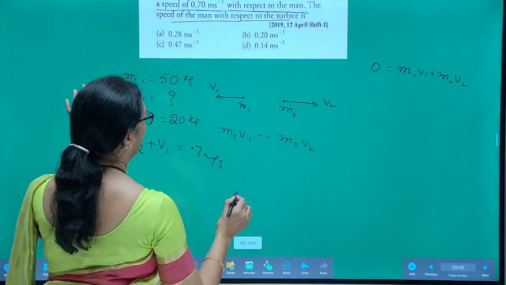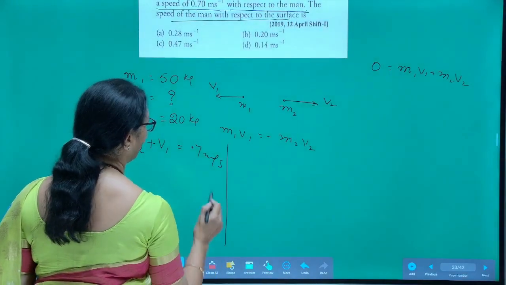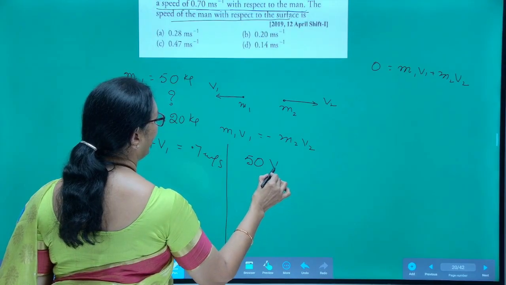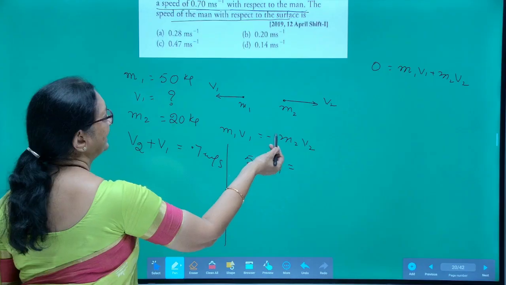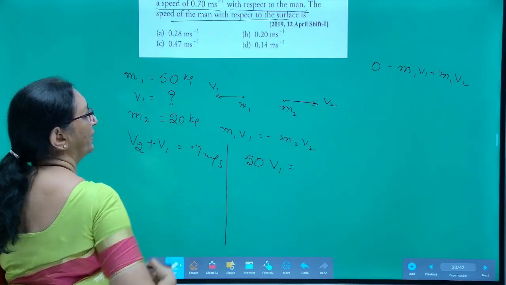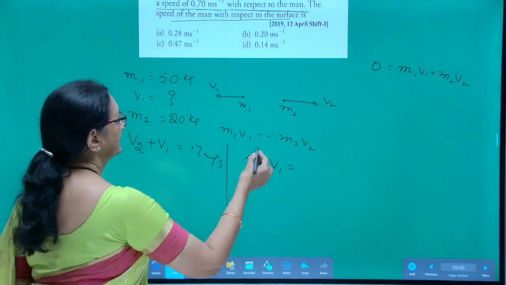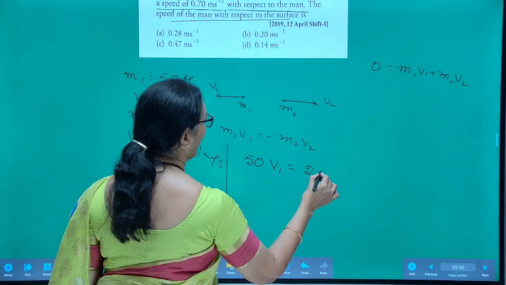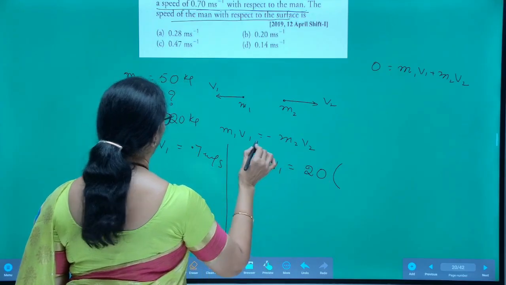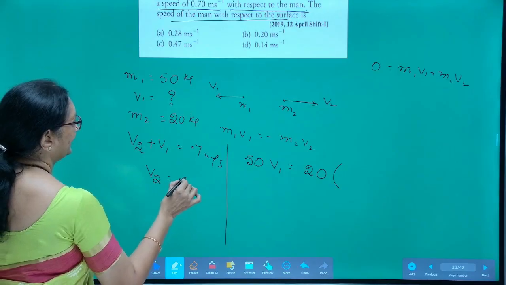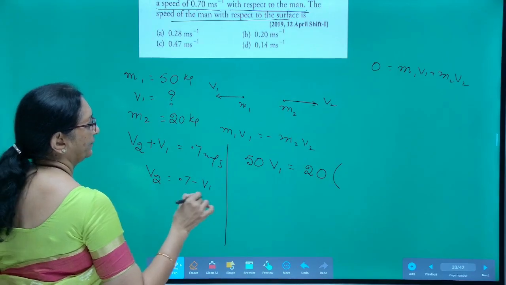So, here let us substitute the values. m1 is 50, you need to find out v1. Minus sign we are ignoring because you are supposed to find just the magnitude looking at the options. So, m2 is mass of the boy. From this v2 is equal to 0.7 minus v1.